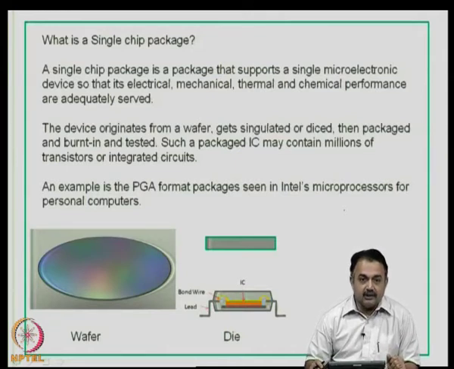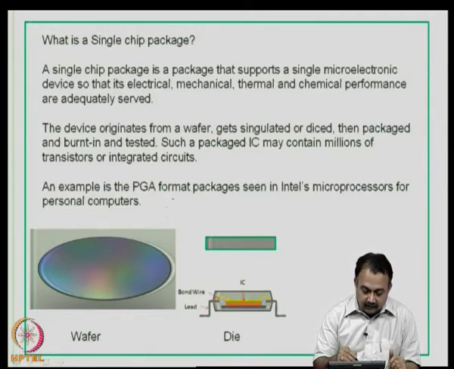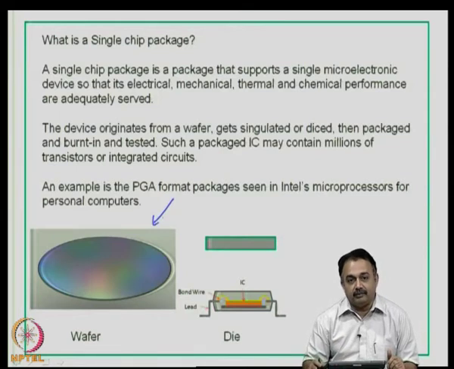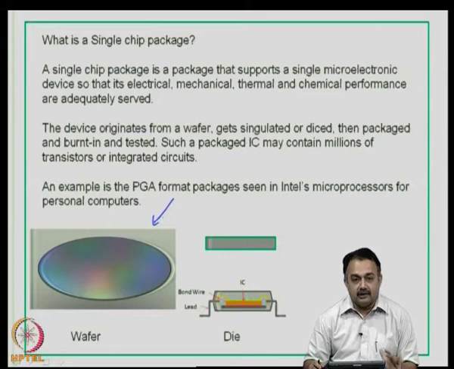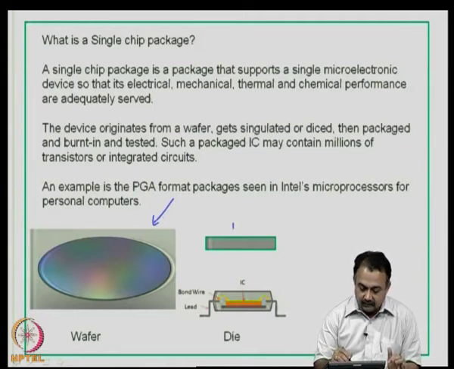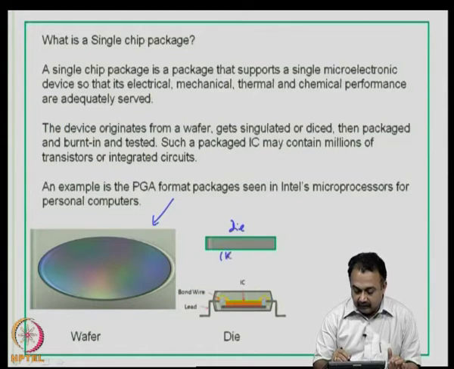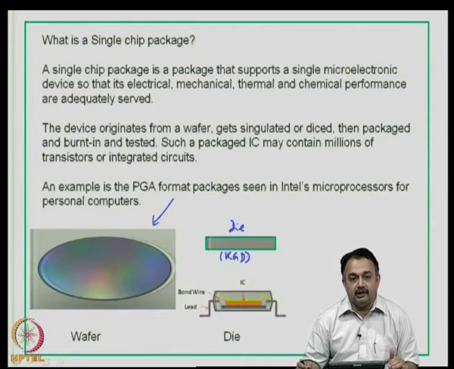So, the device originates from a wafer. The starting point, as you can see in this picture, is the wafer. We started with a wafer. Then after the wafer is totally tested and the process completed, we are now singulating the dies from the wafer. So, you get a known good die. So, this is the die. You can perform the required electrical tests and then call it a known good die, KGD.